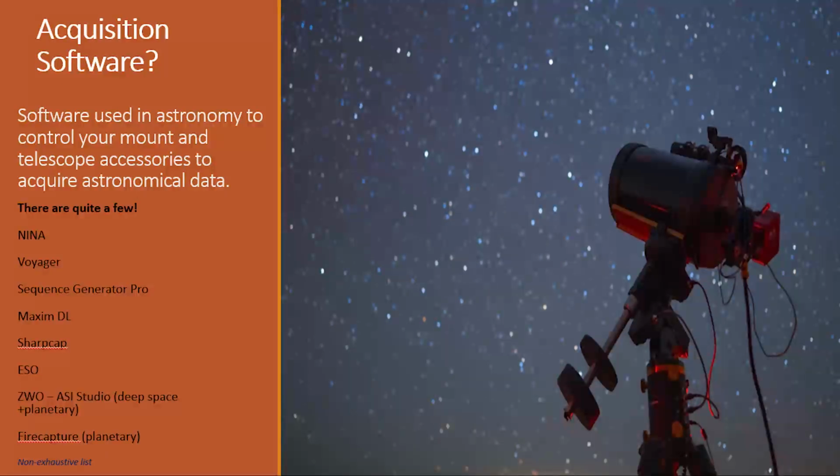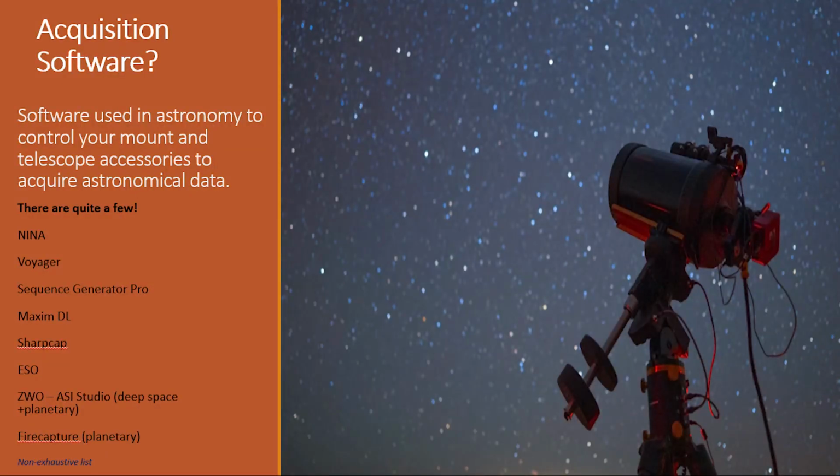SharpCap, also used for live capture of astronomical data, particularly for those of us that want to collimate on a live star. We'll use that. If you are capturing planetary observations, then you might use SharpCap. You might equally use Fire Capture, which is a bit further down the list. There's EOS or ESO. ESO actually is more of an observatory professional acquisition software. EOS I know is an operating system from one of the DSLR camera providers.